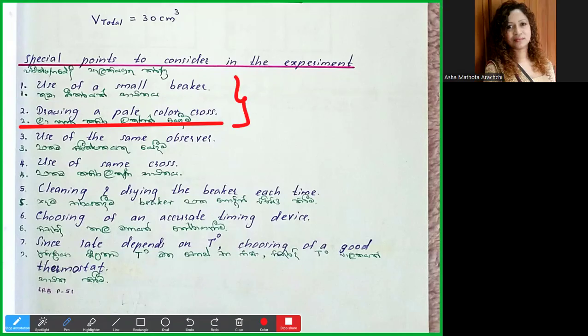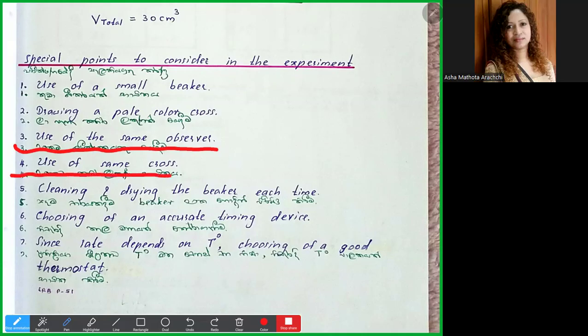Yeah, to save timing. Otherwise, it takes a lot of time if you use a large beaker. Cover the cross, we need a lot of sulfur. Number 3, use of the same observer. Number 4, use of the same cross. Why is that?